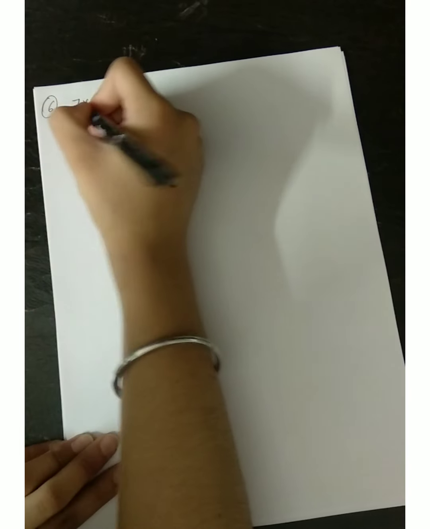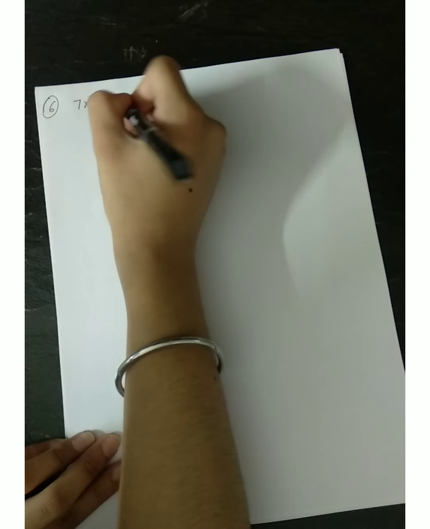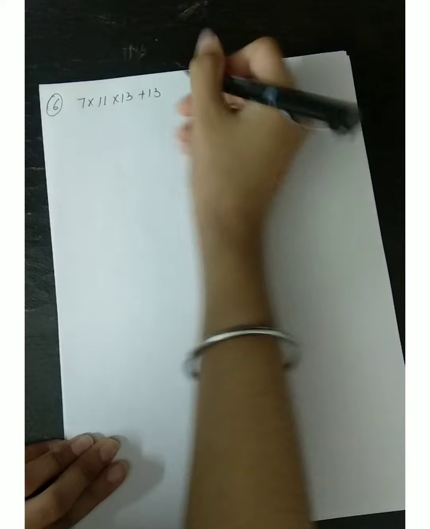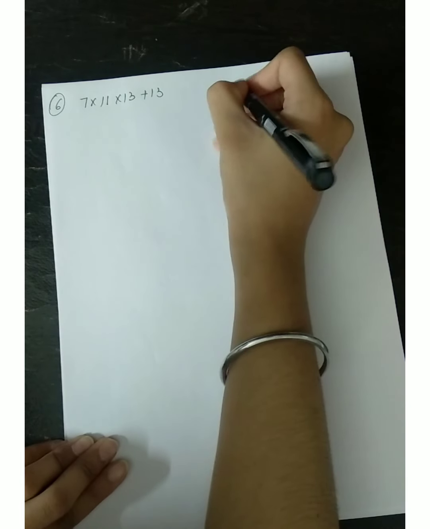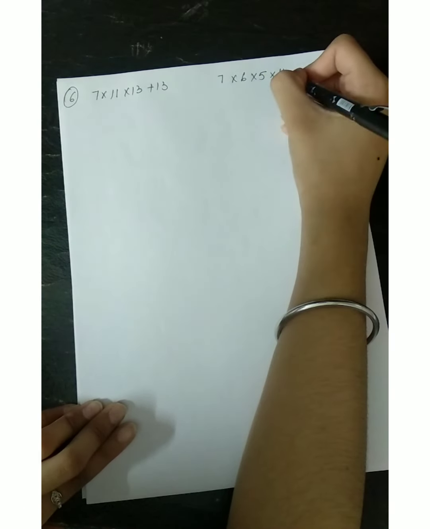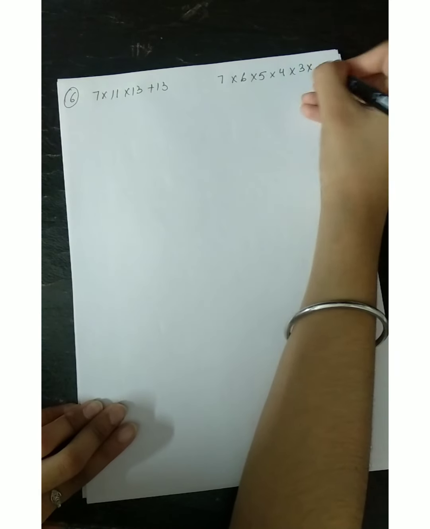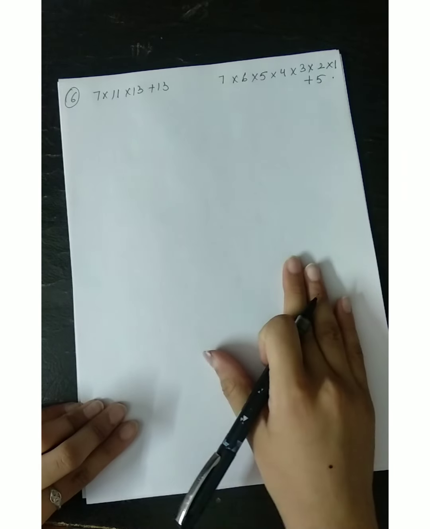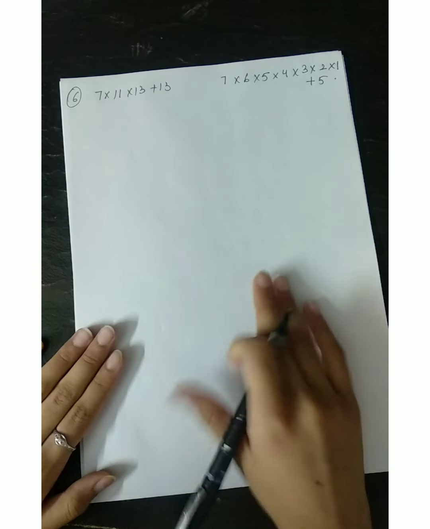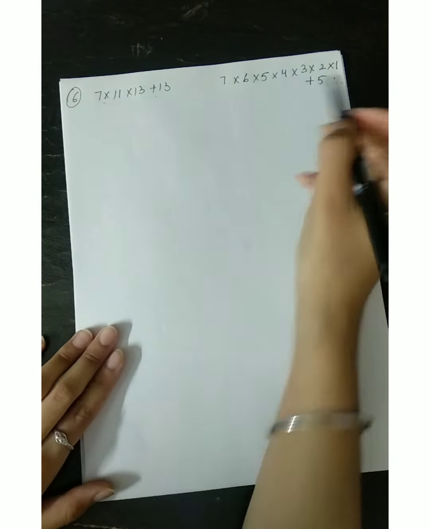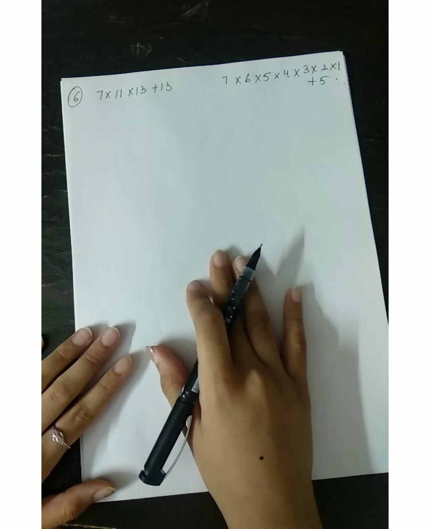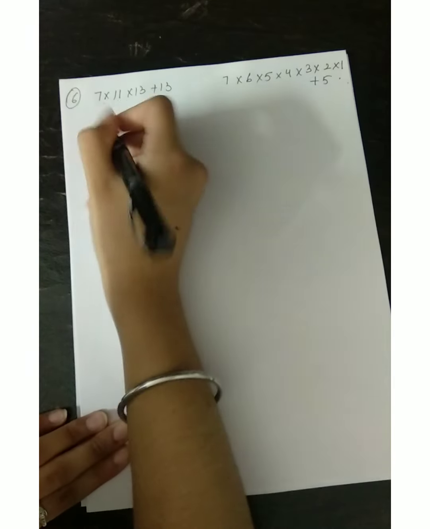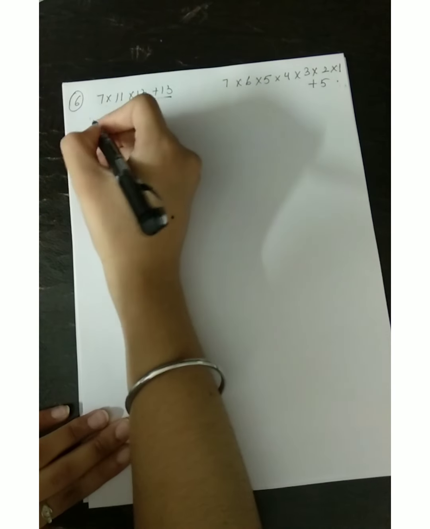explain why 7 multiplied by 11 multiplied by 13 plus 13 and 7 multiplied by 6 multiplied by 5 multiplied by 4 multiplied by 3 multiplied by 2 multiplied by 1 plus 5 are composite numbers. We have to show these numbers as composite. Now composite numbers are the ones which have more than 2 factors. So here we will be taking 13 as common.